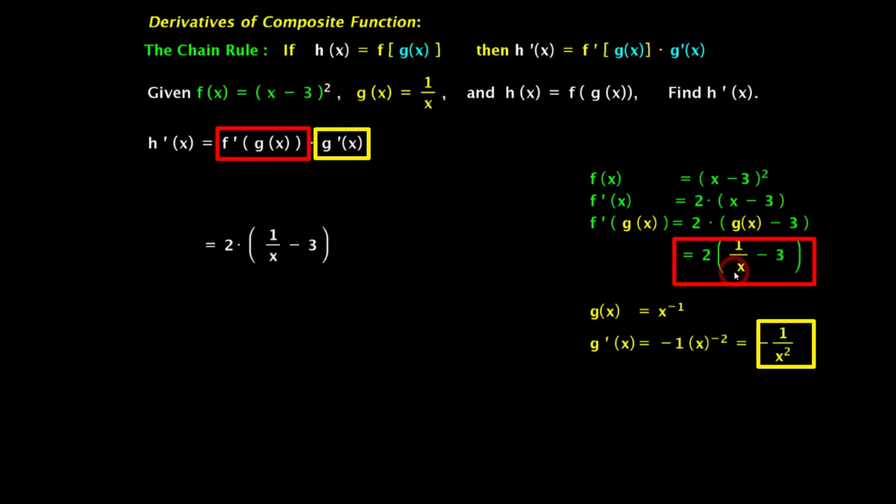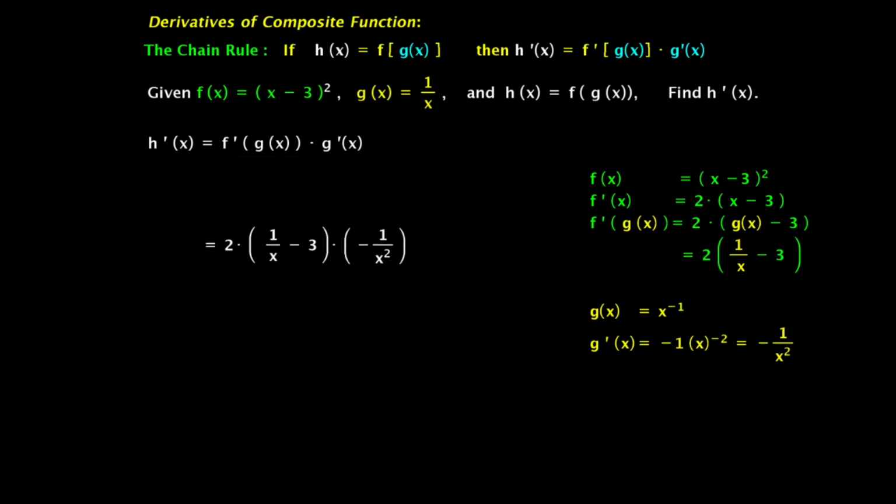First, copy that value, 2 times 1 over x minus 3. g prime of just the x is negative 1 over square root of, 1 over x squared. All done. After it's all done, we just have to simplify. Now it's 2. This one we won't simplify.